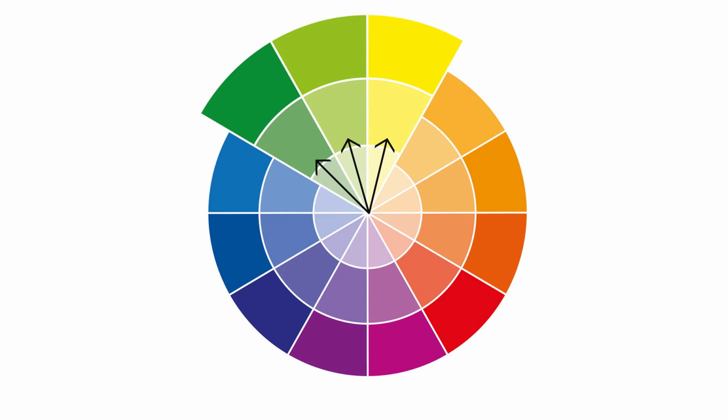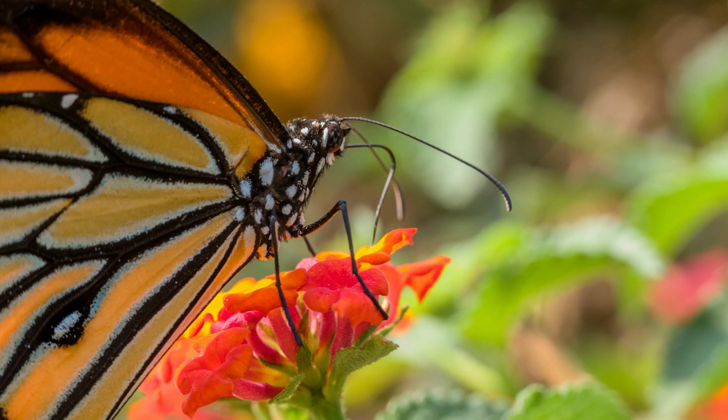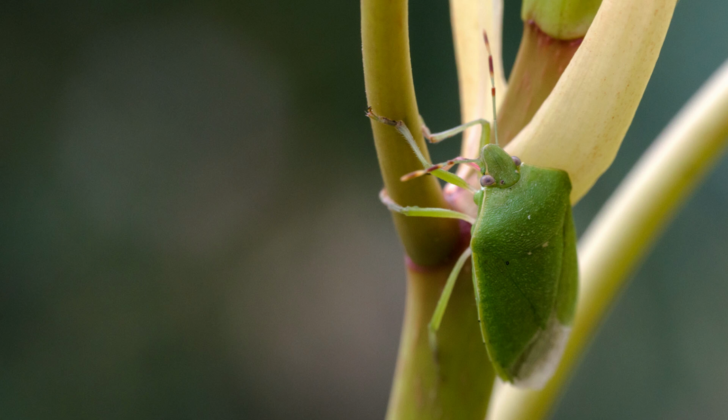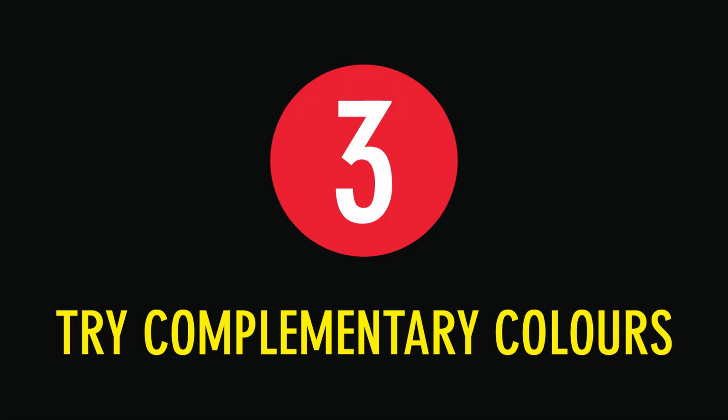Look for scenes where colors sit side by side on the color wheel, like green leaves, yellow butterflies and orange flowers. These combinations feel harmonious and peaceful, great for a soothing nature shot.